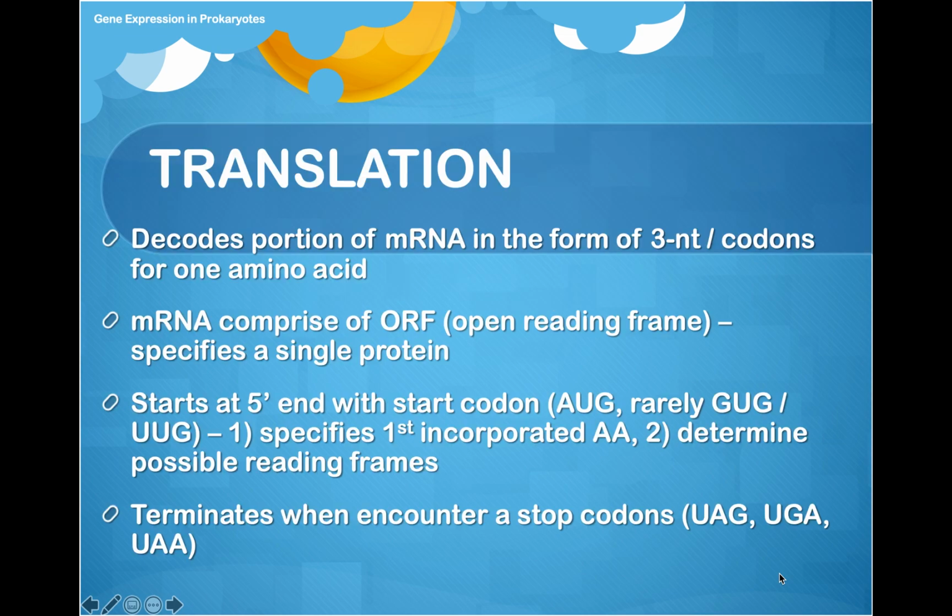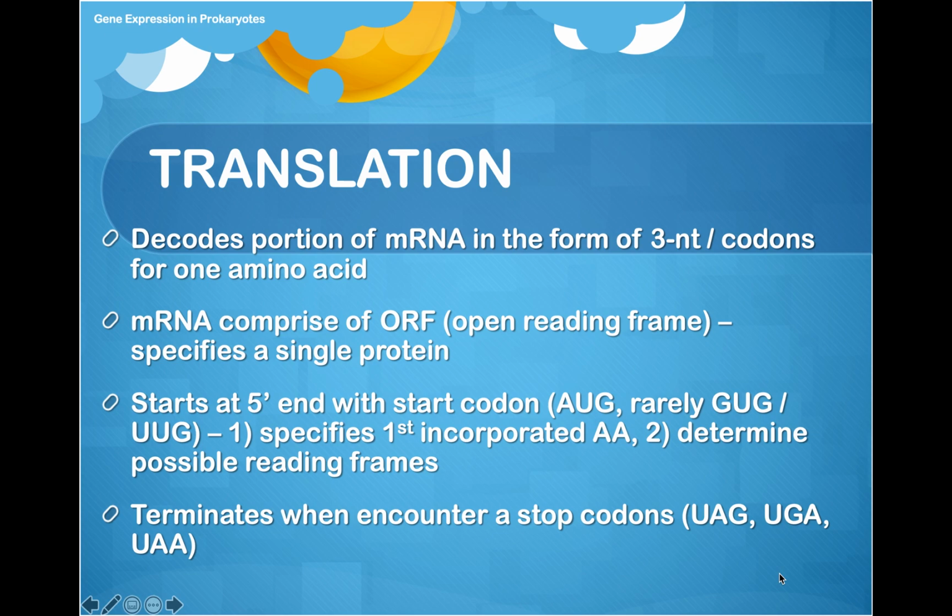Now, what I would like to continue on is translation. Like I said, since this is not really the focus of this course, I'm just going to explain it briefly because in actuality the process is very complex. So translation is to produce protein. It will decode portions of mRNA in the form of 3 nucleotides, or codons, for one amino acid. So try to refresh your mind on translation.